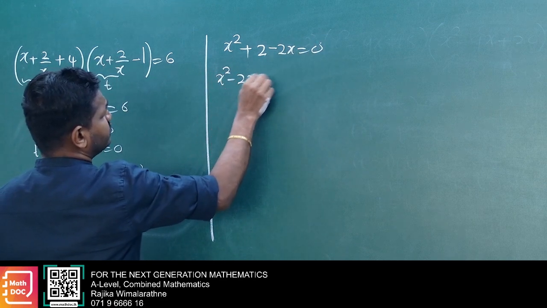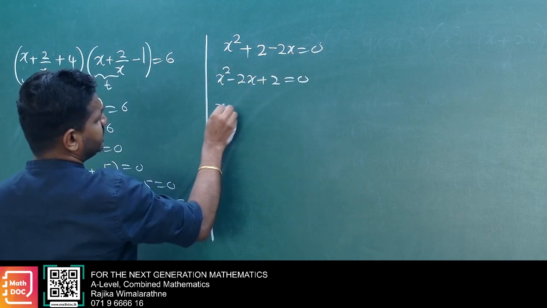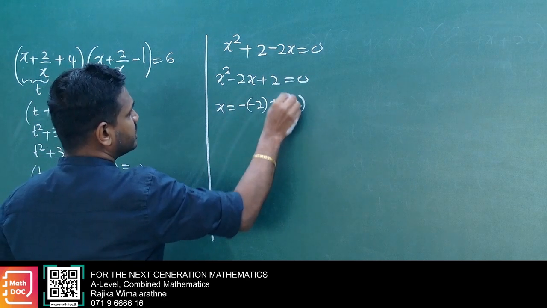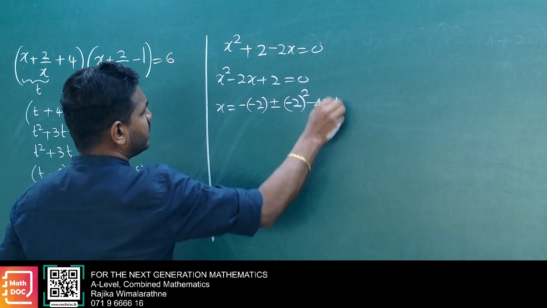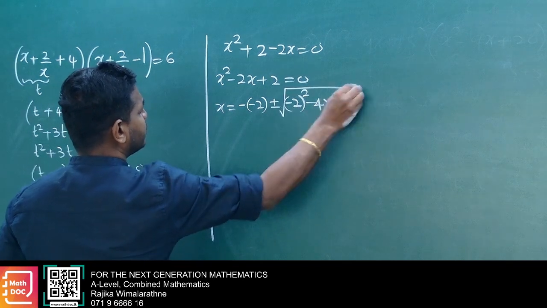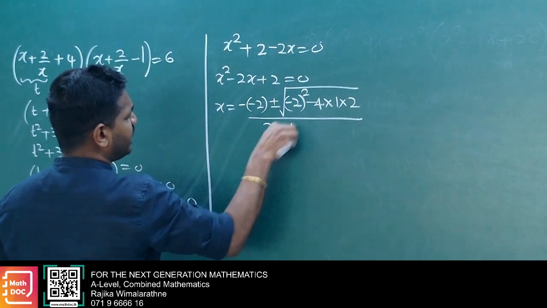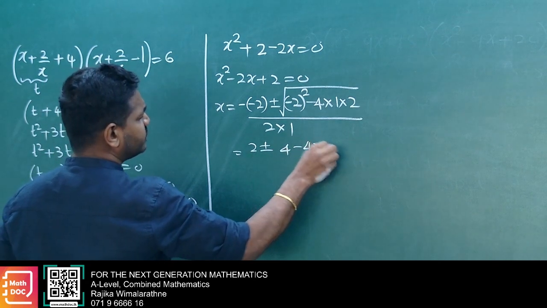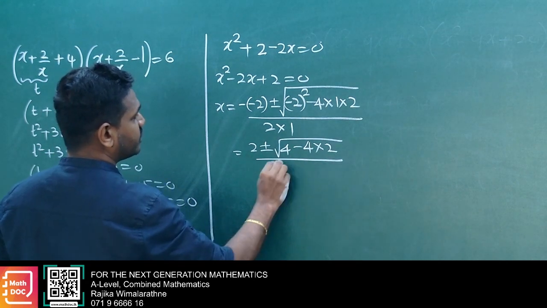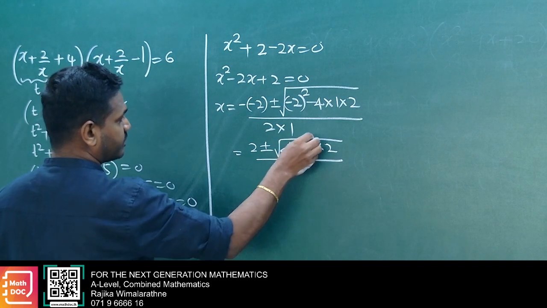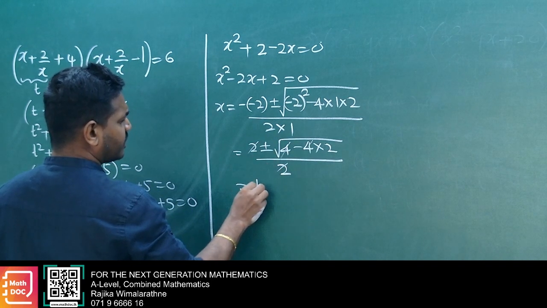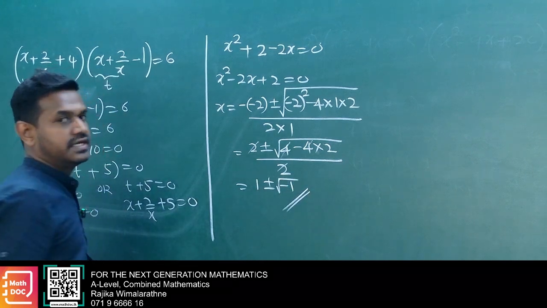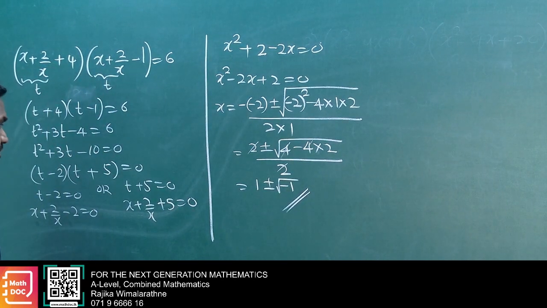then x square minus 2x plus 2, 0, right. Solution: x equals minus b plus or minus root of b square minus 4ac, divided by 2a. 2 plus or minus root of 4 minus 4 times 2, over 2. 1 plus or minus root of 1 minus 2, minus 1 root. We get two imaginary solutions.